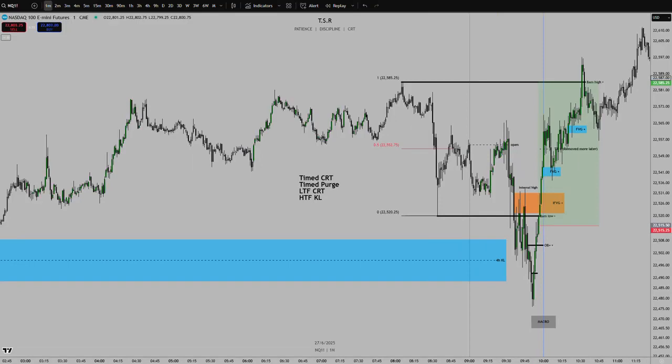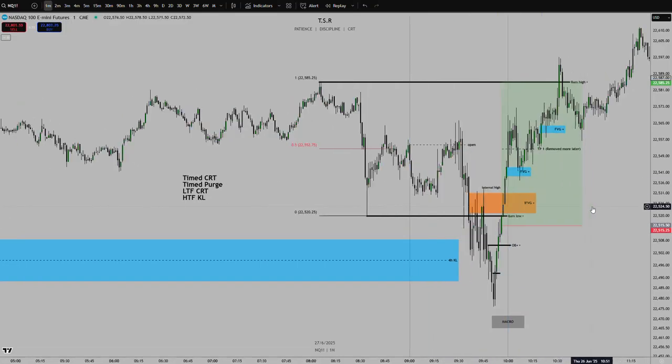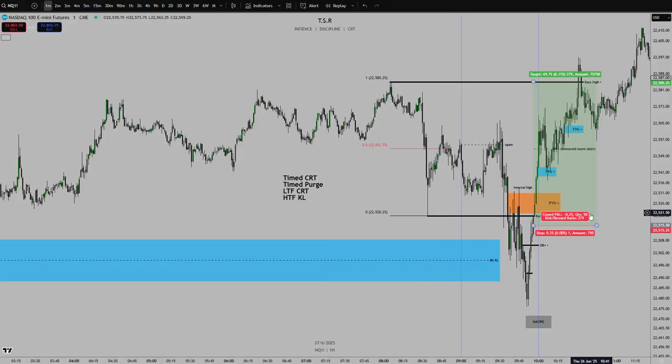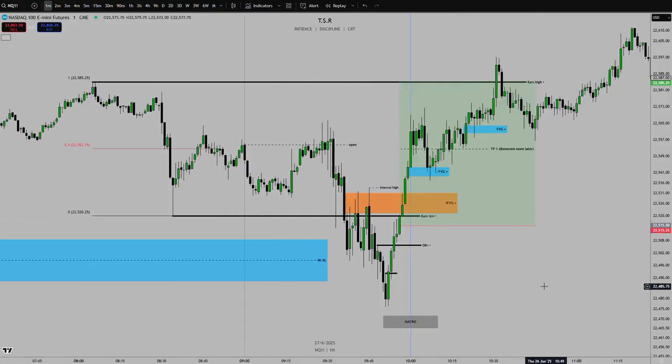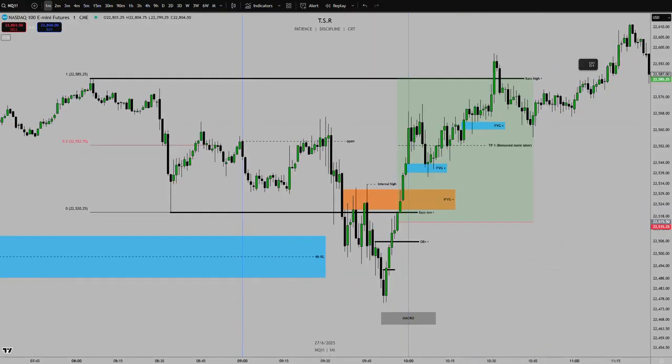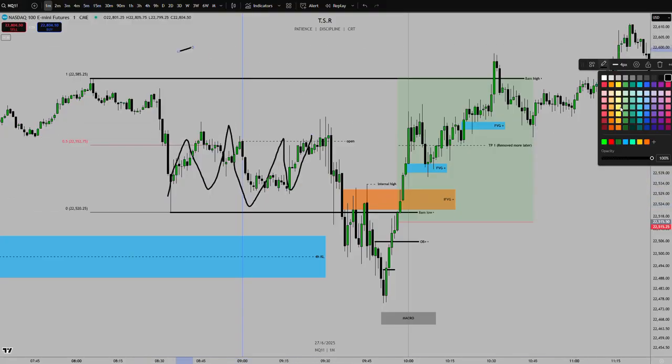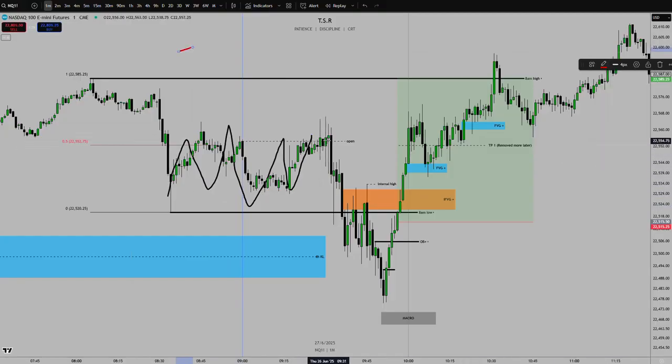So now, finally back onto the 1-minute time frame. What are we looking for? We're looking for power of 3 dynamics. Do we have that? Of course we do. We have the accumulation happening prior to market open. Okay. And now we have the manipulation that happens exactly at market open.